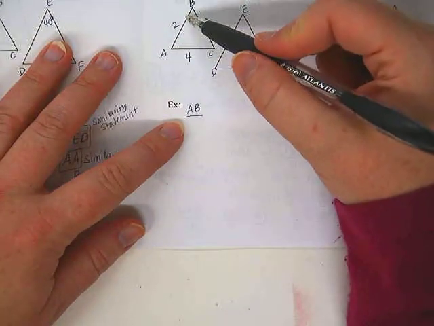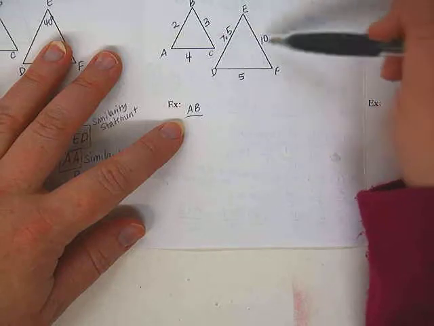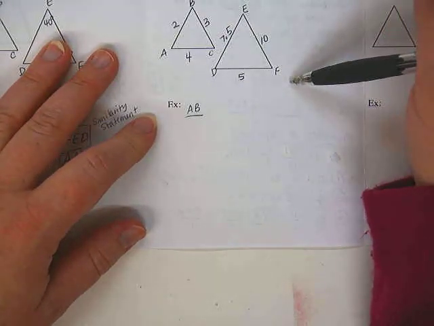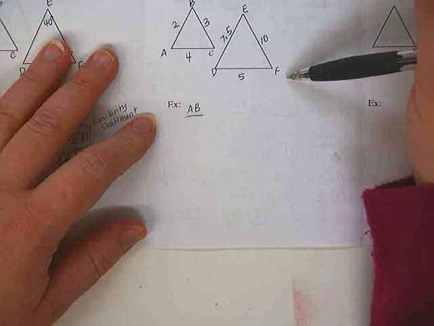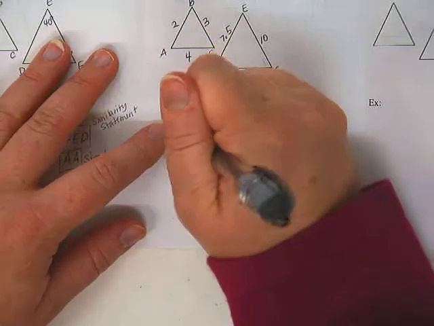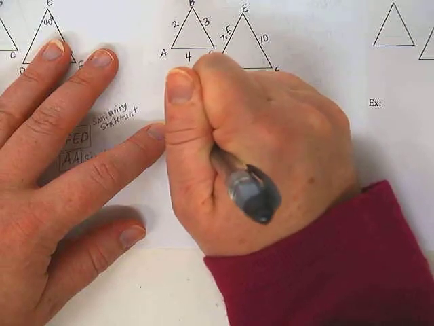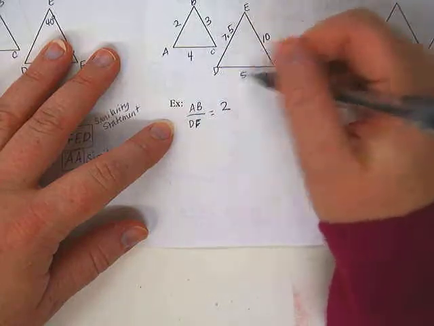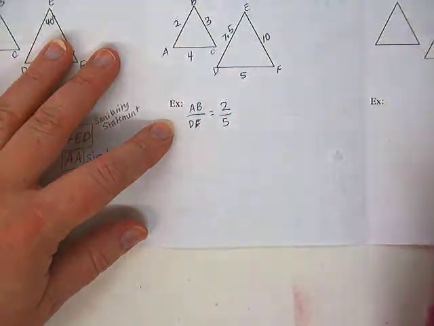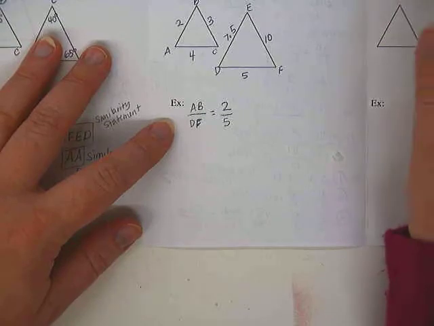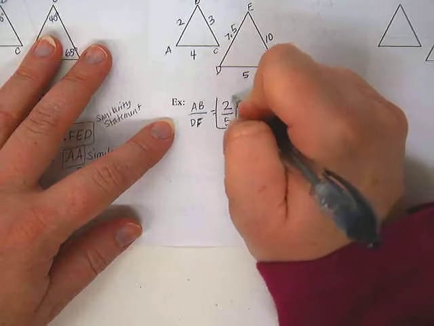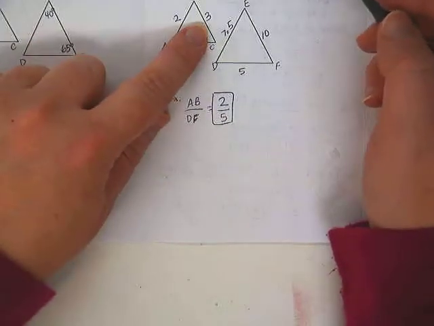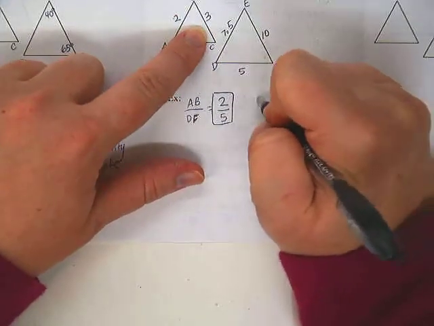Okay, so I'm going to start with side AB. AB is the shortest, so which one would it match up with if it is similar? DF. Okay. So AB would go with DF if they do work. So that would be 2, because AB is a length of 2, and DF is a length of 5. What's that ratio going to be reduced? 2/5.